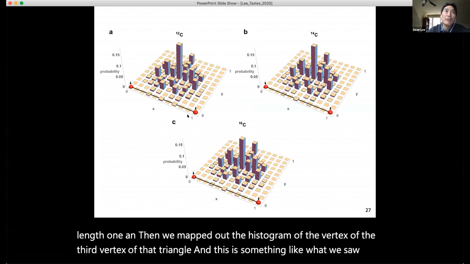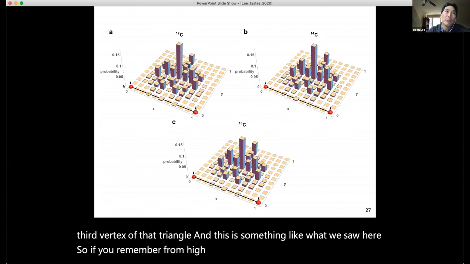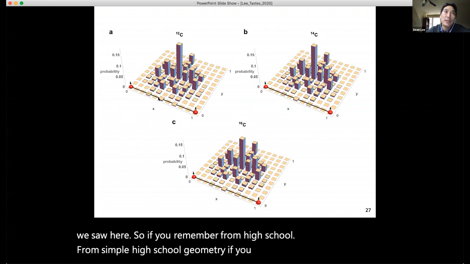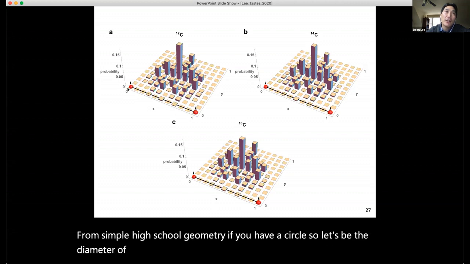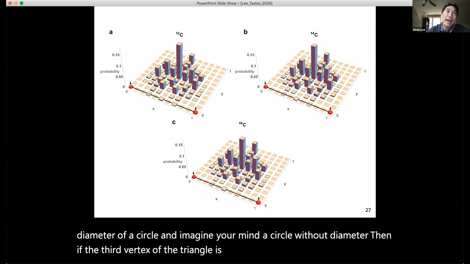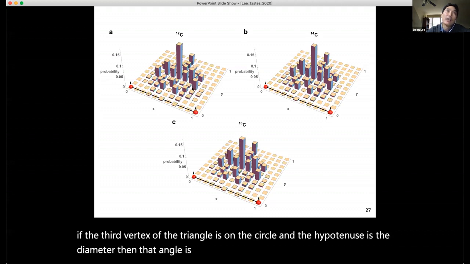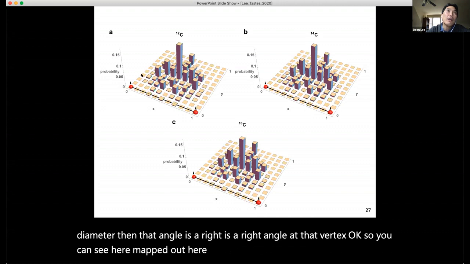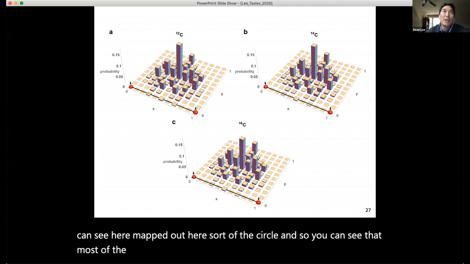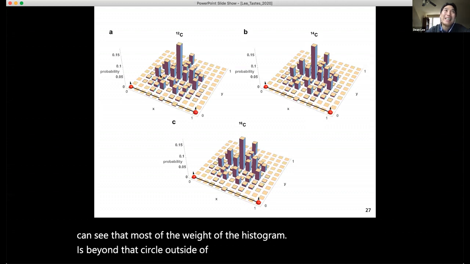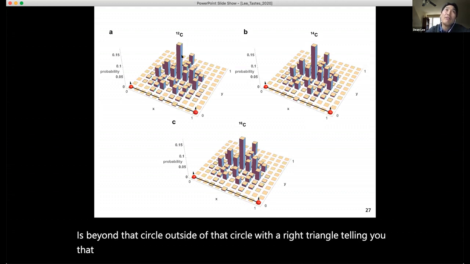So if you remember from simple high school geometry, if you have a circle, so let this be the diameter of a circle, and imagine in your mind a circle with that diameter, then if the third vertex of the triangle is on the circle and the hypotenuse is the diameter, then that angle is a right angle at that vertex, okay? So you can see here, I've mapped out sort of the circle. And you can see that most of the weight of the histogram is beyond that circle, outside of that circle with a right triangle, telling you that we get an equilateral triangle on average for the carbon-12.